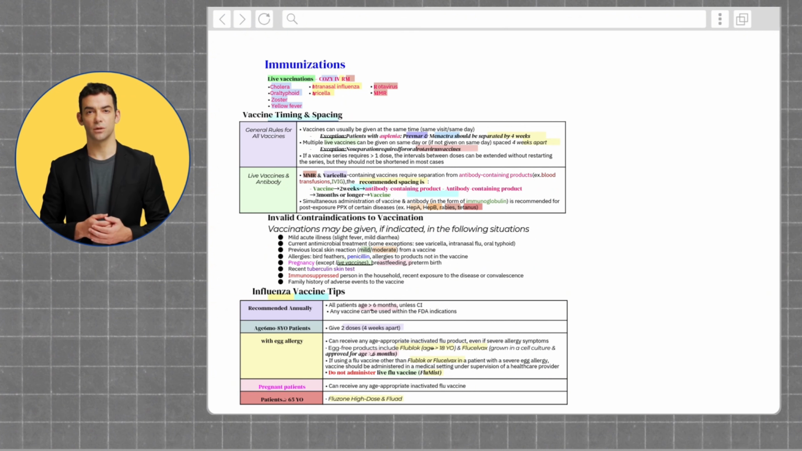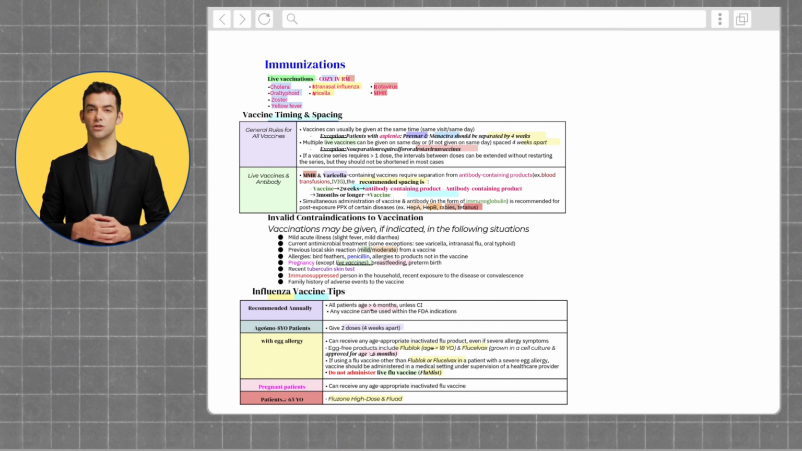Toxoid vaccines are vaccines that contain inactivated toxins produced by the pathogen. Examples of these include diphtheria and tetanus. Lastly, we have mRNA vaccines. These deliver instructions for cells to produce a harmless antigen. An example of this type of vaccine is the COVID-19 vaccines.